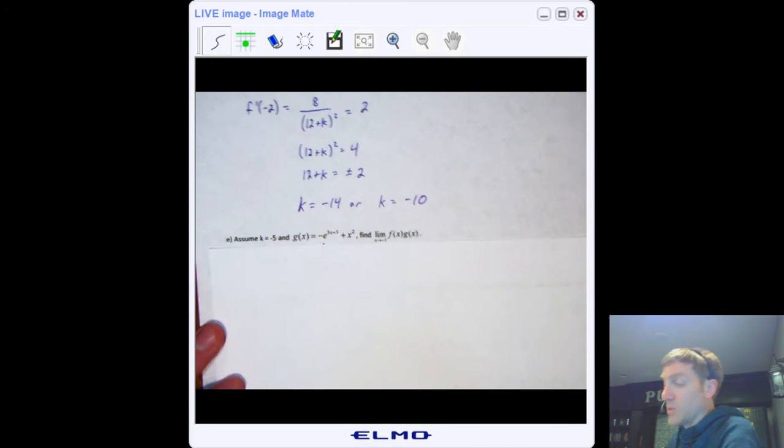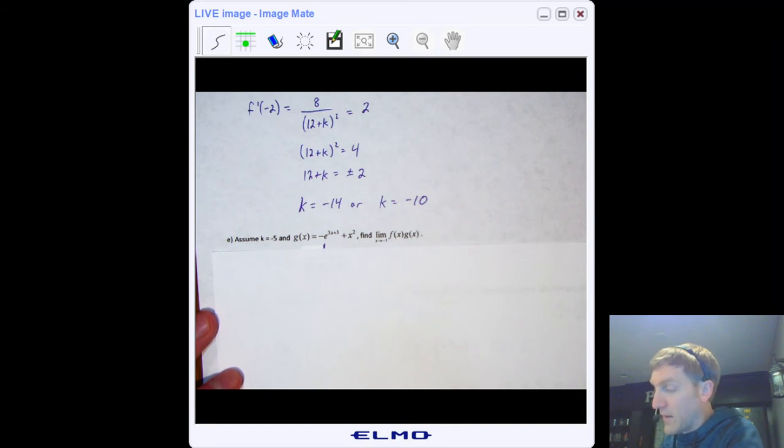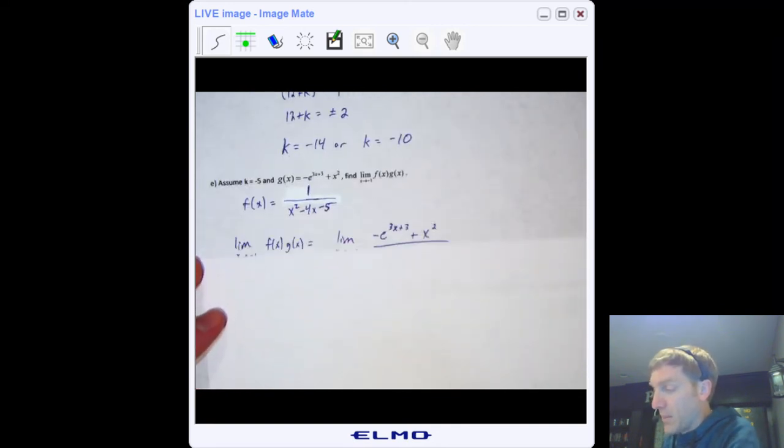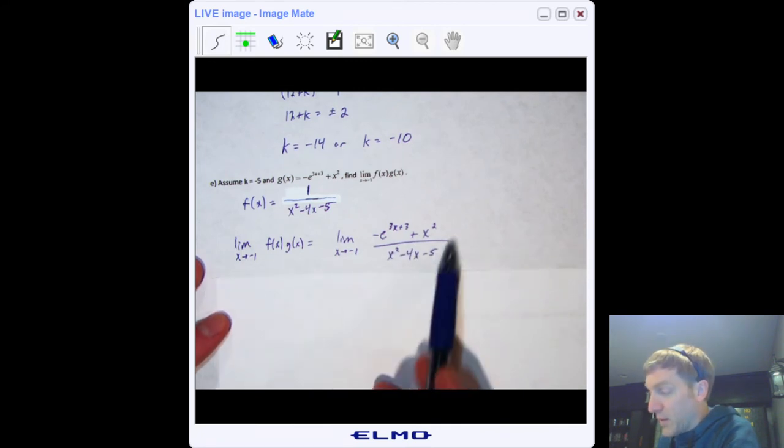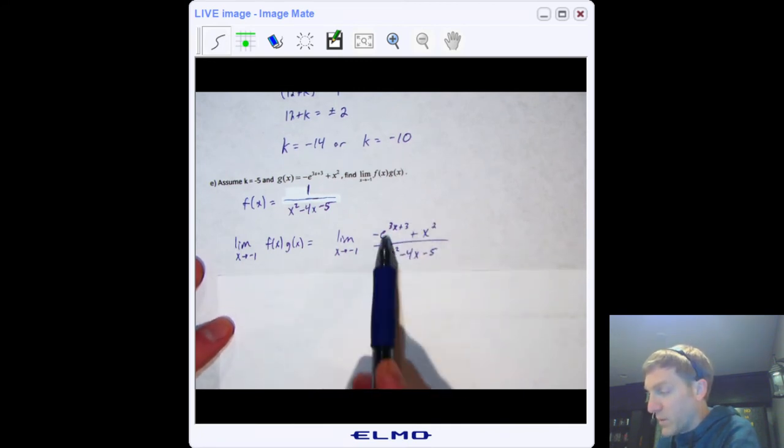All right, last one. Assume k equals negative 5 and g of x equals that function. Find the limit as x approaches negative 1 of f of x times g of x. All right, so there's your f of x. And when I multiply it by the g of x, I end up with this limit as x approaches negative 1 of this over this.